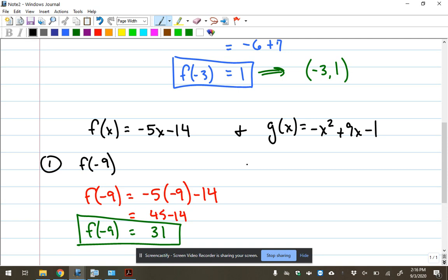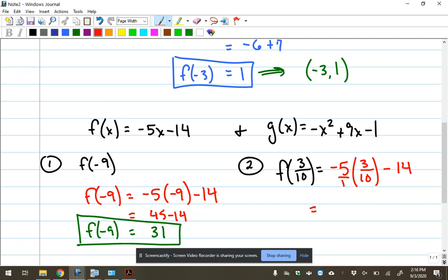Let's do number 2 because it's got a fraction in it. Everybody loves fractions. So f of 3/10 means put 3/10 in where? The x's in the f of x function. So that'd be negative 15 over 10, which reduces to be negative 3 over 2.